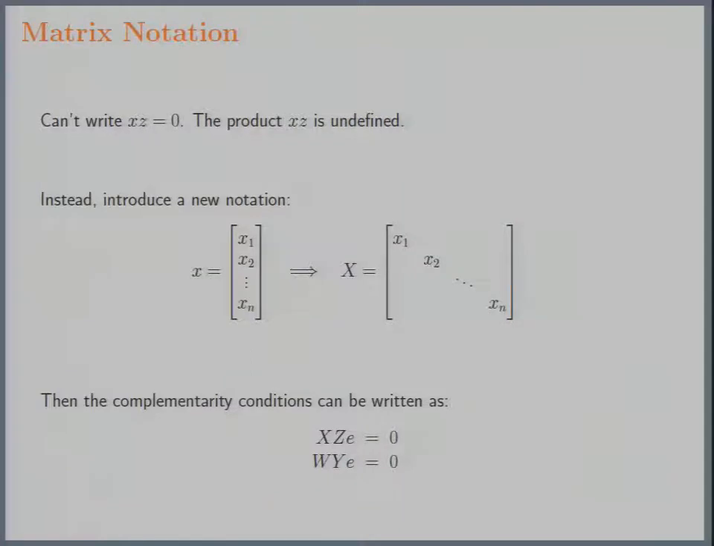In his first paper, he certainly used this notation, and I don't remember it being before that. Anyway, here's the idea. You want to write things like x times z equals 0. Various people have made various ways of doing this, where x and z, of course, are vectors.